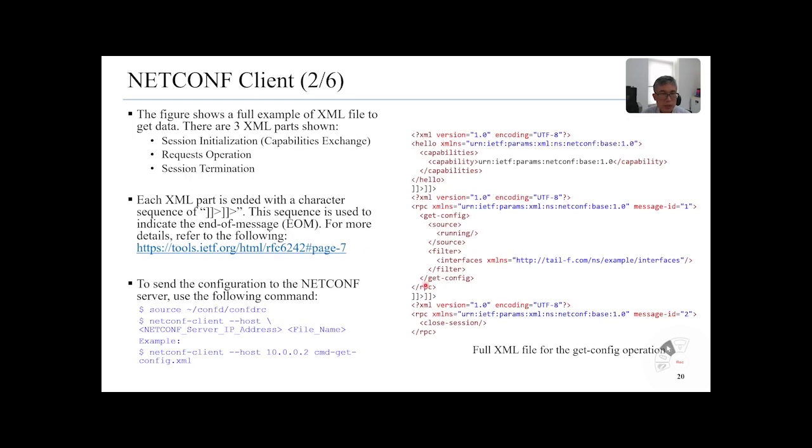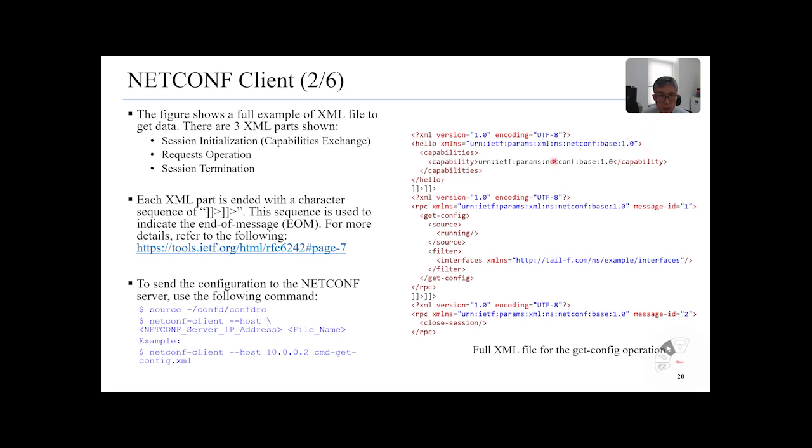So here in this NETCONF case, the first part is the session initialization part. The second part is the actual operation part, so the actual get-config. And the last part is the termination part. So you can also see each XML part here.